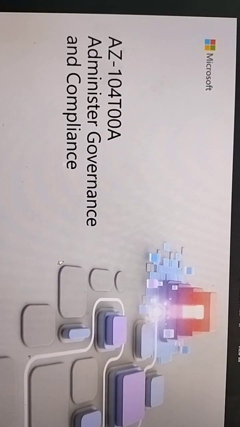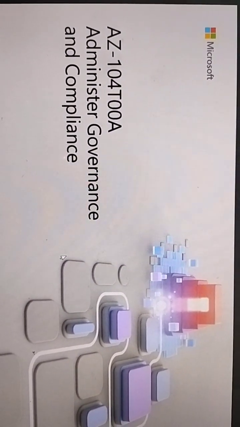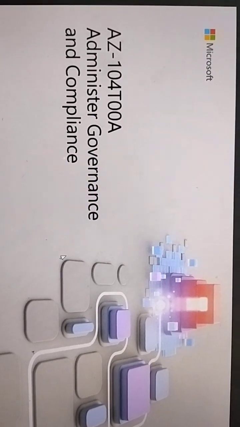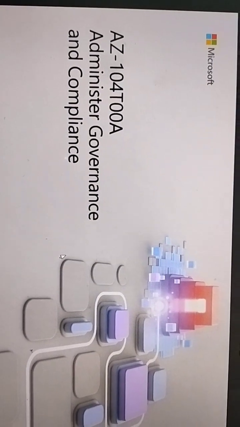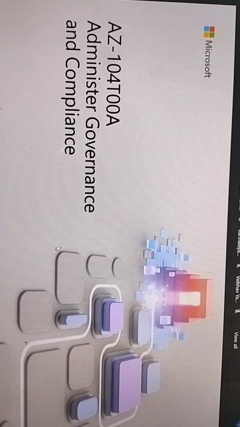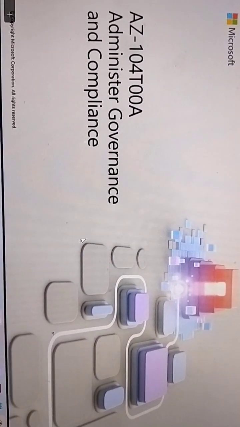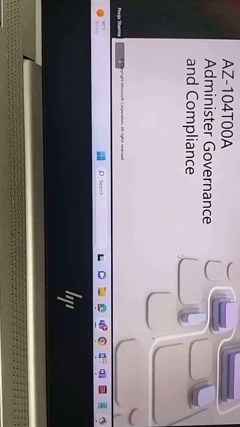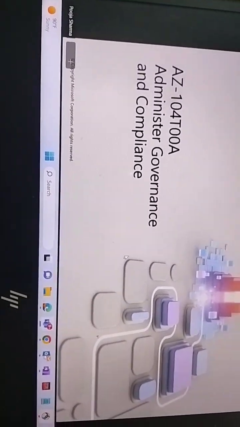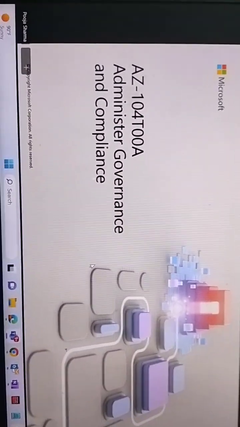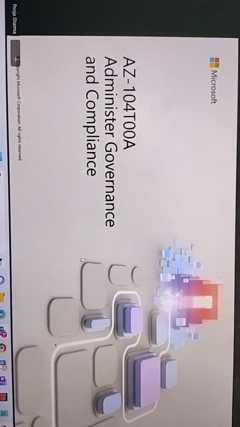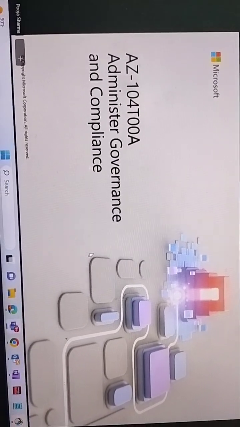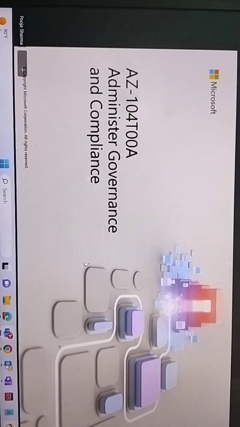This is the initial module of this particular course where we are going to administer governance and compliance, right? So now you know that we have the management groups. Under that, subscriptions are there, and then we can manage the tenants. In that, we can manage the different tenants, the users, and the groups. All these things we have done, right? Now we found everything about this.